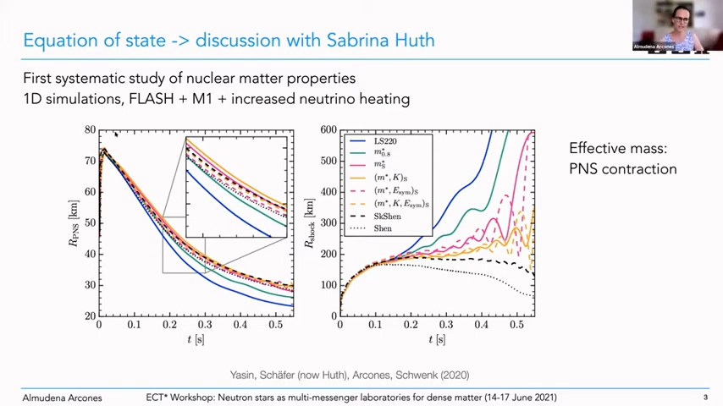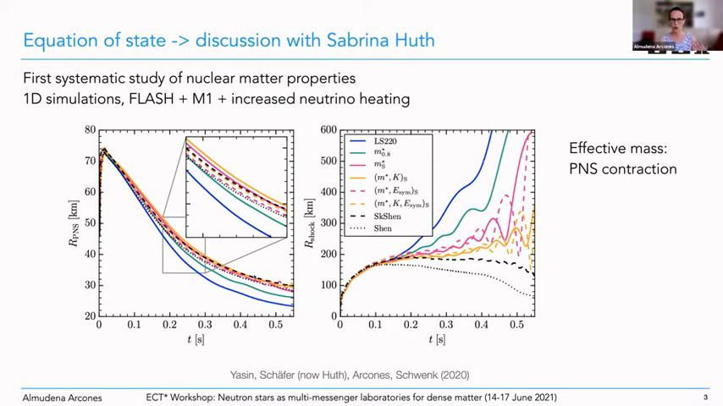What they found is that they explored the contraction of the neutron star with different equations of state. This is the radius of the proto-neutron star as a function of time, and here is the radius of the shock, which of course also reacts. You have here the Lattimer equation of state, the typical 220 one that has been used for many years, and the Shen equation of state. You see that the radii of the proto-neutron star are very different, and they found out why this is different. Sabrina can tell more about that.